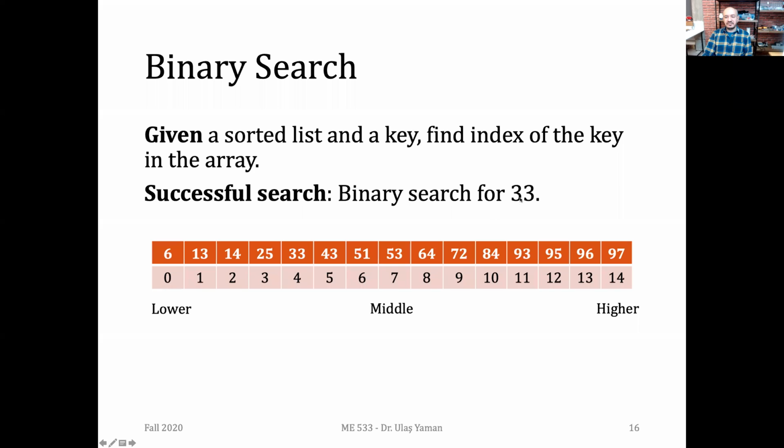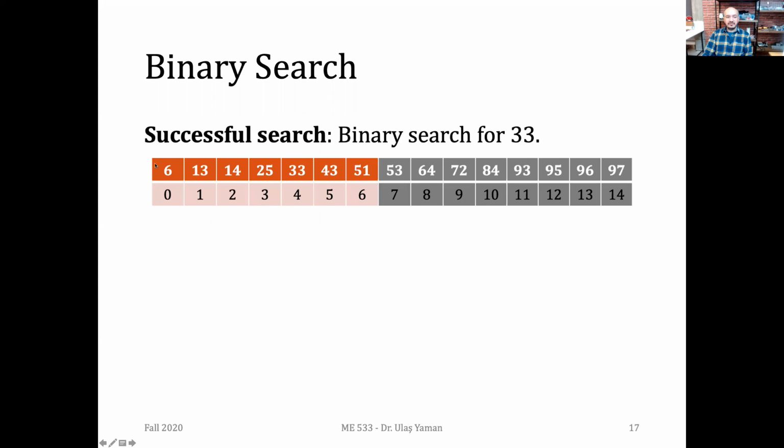And then we check whether 33 is in between the values here or in between the values on the left-hand side. And obviously it's in between numbers 6 and 51. So I continue doing the same operation. It's between 6 and 51, so I continue dividing this region into half once again.